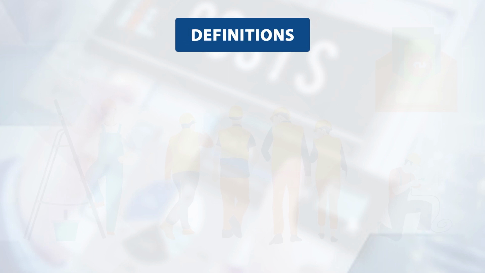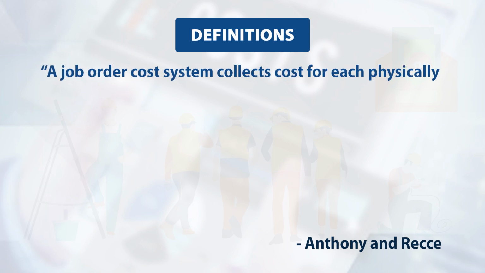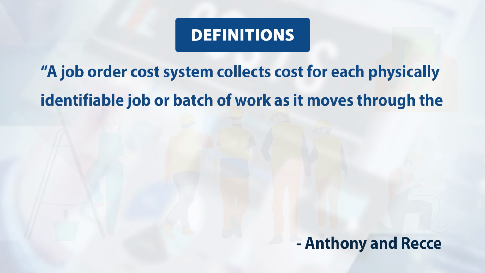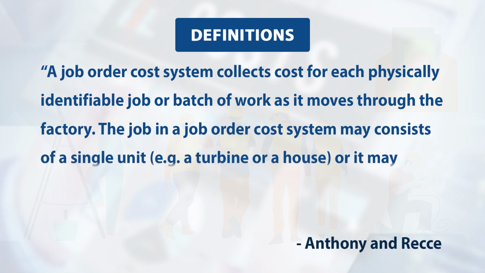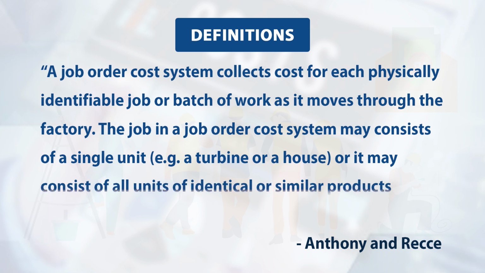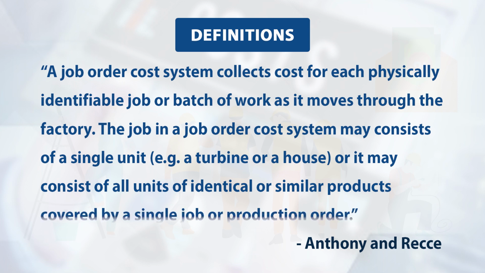Let's understand definitions. First, Anthony and Reece have defined it: a job order cost system collects cost of each physically identifiable job or batch of work as it moves through the factory. The job in a job order cost system may consist of a single unit, for example, a turbine or a house, or it may consist of all units of identical or similar products covered by a single job or production order, for example, 1000 printed books.